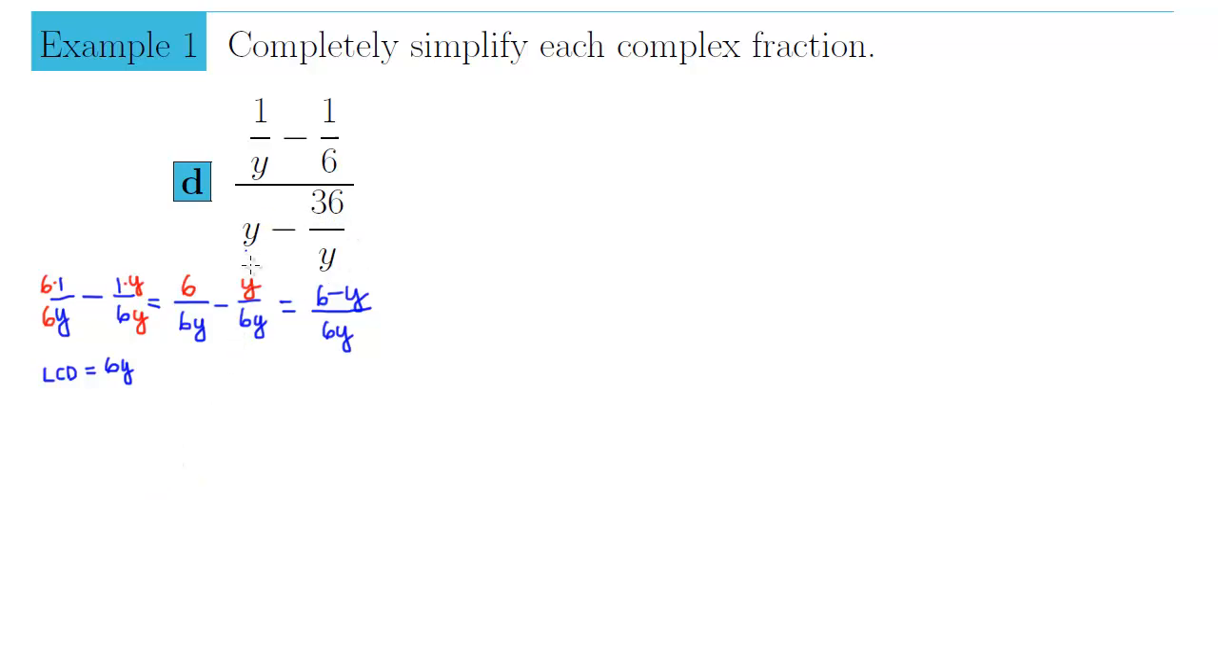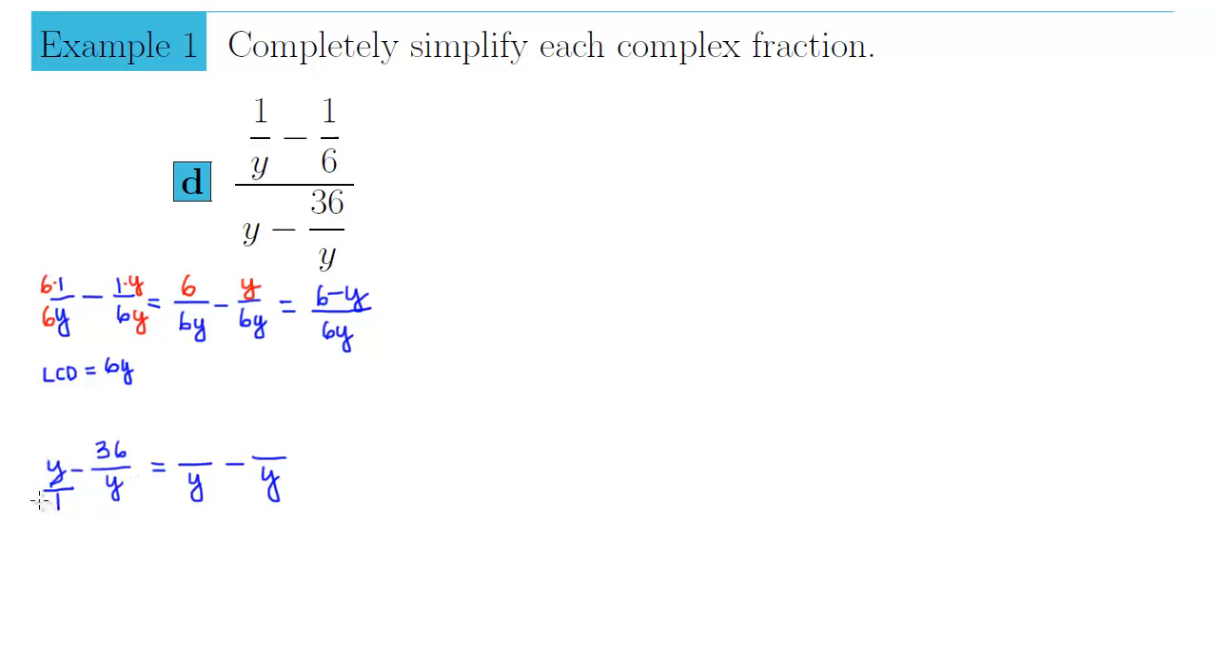Let's now look at the denominator of our complex fraction. Y minus 36 over y. Now, to put these two expressions together, we want to rewrite our first term as a fraction. That is, we want to put y over the number 1. Now we have two fractions. The least common denominator is just 1 times y, or y. So we want to rewrite each fraction to have that least common denominator of y.